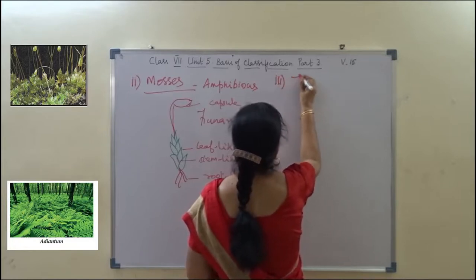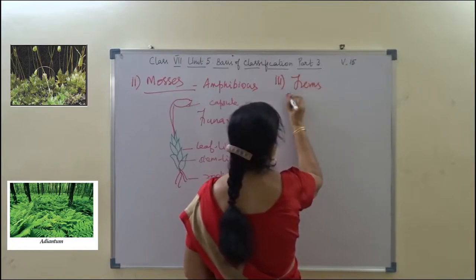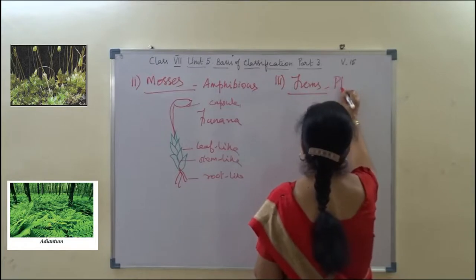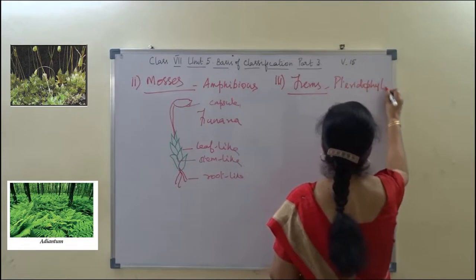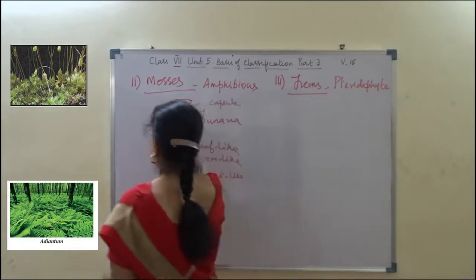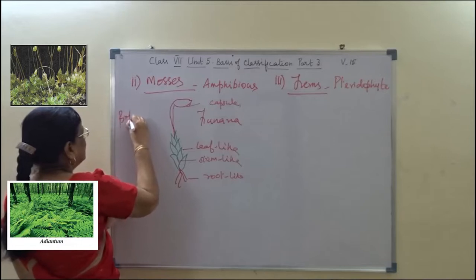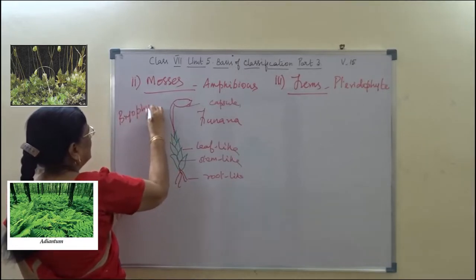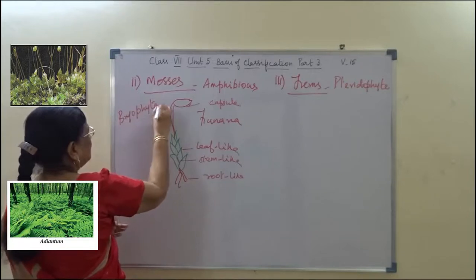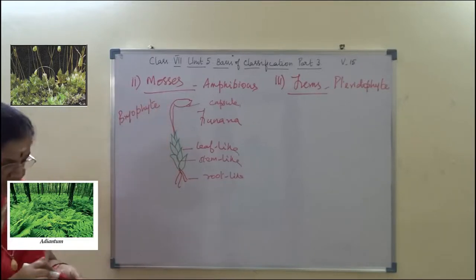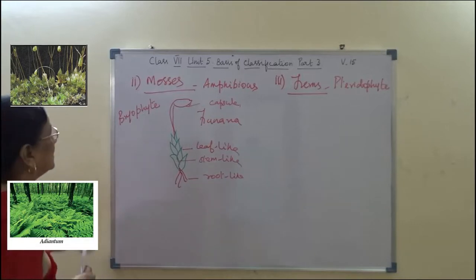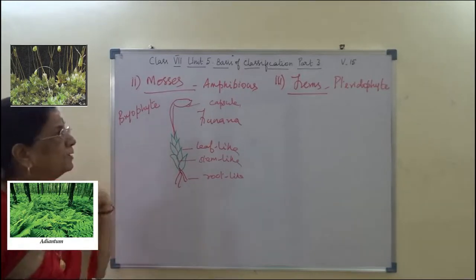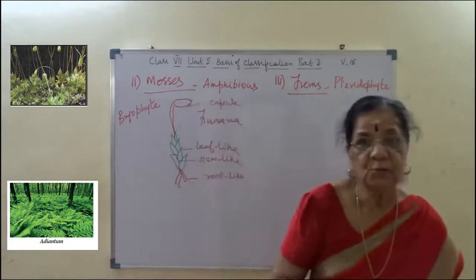Third, ferns. Ferns are normally included under a group called pteridophytes. In the same way, these amphibious plants are included under bryophytes. நாங்க படிக்கிறதுல they are pteridophyte and bryophyte. So these amphibious plants come under bryophytes and ferns come under pteridophytes.